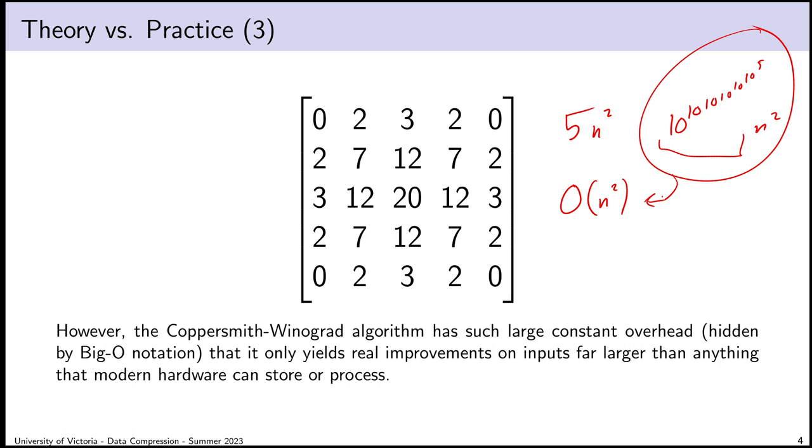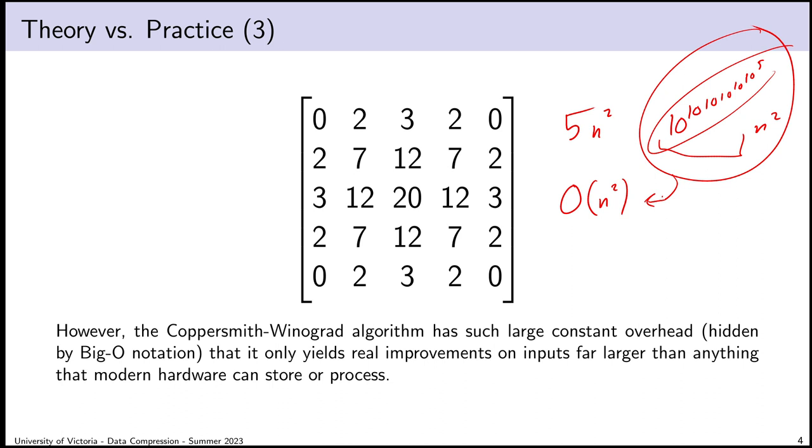The problem with the Coppersmith-Winograd algorithm is that it has such a massive constant in front of it. You can be the judge yourself; maybe an exercise for the viewer is to figure out if it's as big as this constant, probably not. It has such a massive constant that the inputs it would process faster, by the clock, than the n cubed algorithm are so incredibly massive that it's basically impossible you would ever see that advantage in practice today.